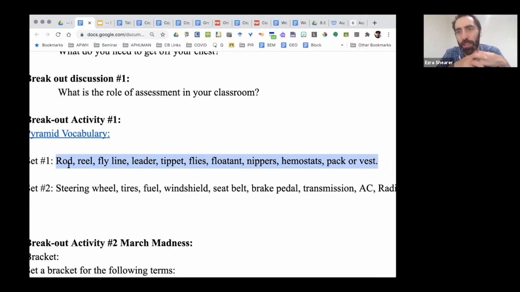Which one of these terms is the least important thing for fly fishing? Which one? Someone chime in. You're going to go to the river. You don't need this. You can survive without it. What is it? You got to choose one.